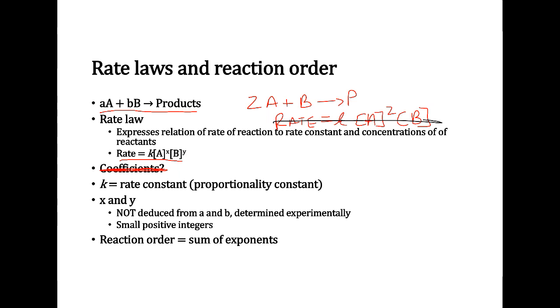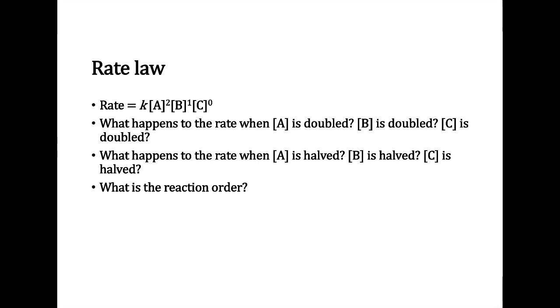So let's go ahead and look at our first example here. For this rate law, we have the rate is equal to the proportionality constant, our rate constant, times the concentration of A squared times the concentration of B to the first times the concentration of C to the 0th. So for convenience, you want to assume that the initial rate is 1, the rate constant is 1, and that all of these concentrations are 1, because we're looking for a relative change. And this will just simplify things.